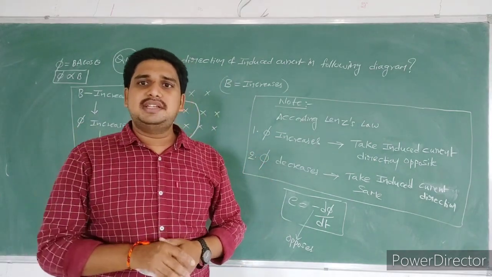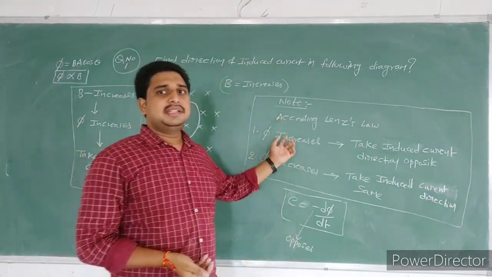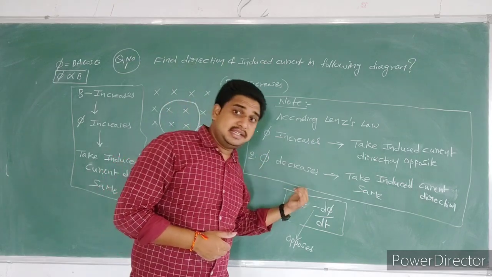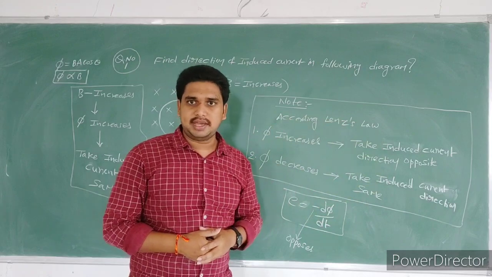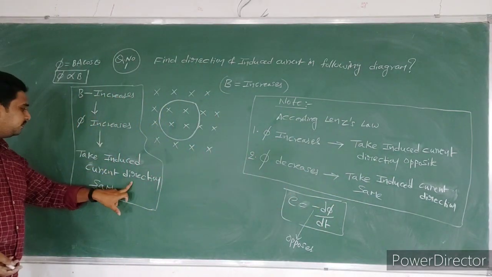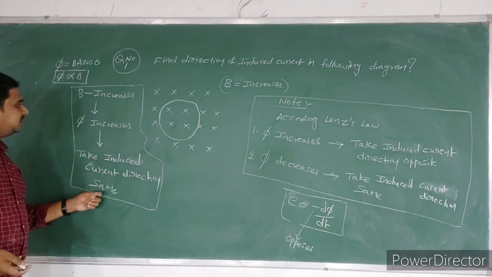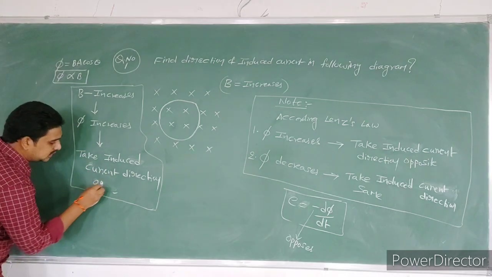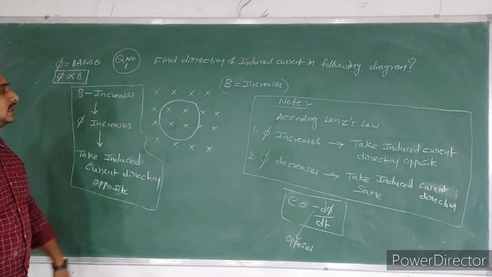If flux is already decreasing, the induced EMF continues in the same direction. Flux increases means it acts in the direction opposite to the change, to decrease the flux. Flux decreases means it acts in the same direction. Okay. So if flux increases, we take the induced current direction opposite. Flux decreases means we take the same.